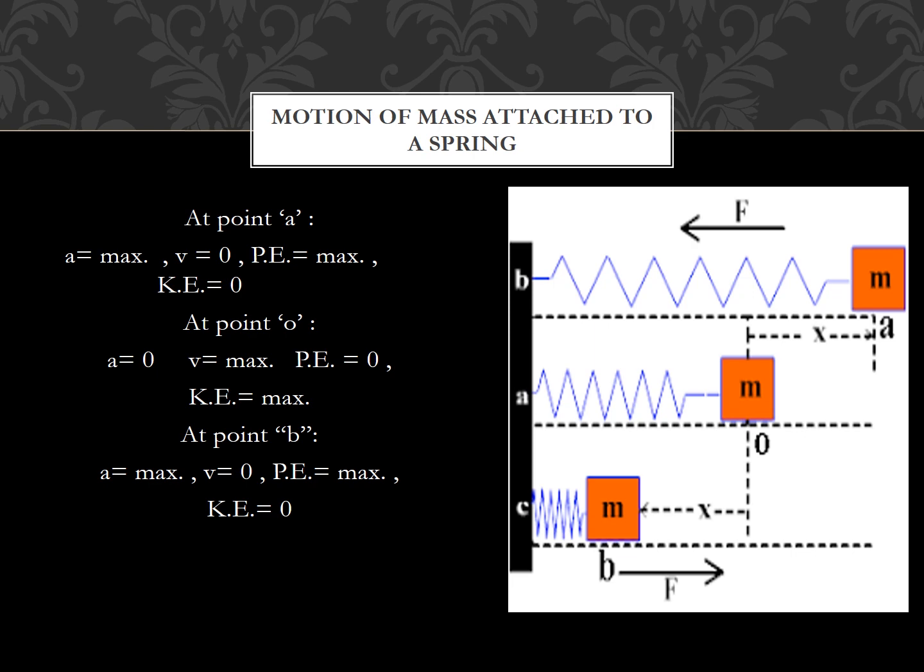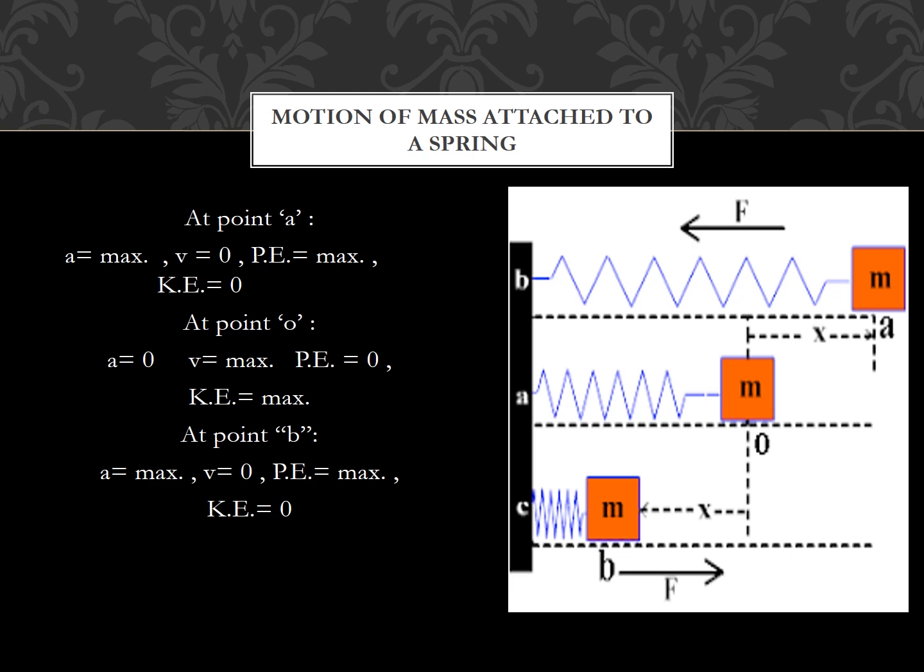At point A, when the mass m has reached that point and we hold it for a fraction of a second before releasing it, it has covered the maximum distance from point O to A. So its acceleration is maximum because the displacement is maximum at that time. And as the mass is at rest, its velocity is 0. At the same time, it gains a new position from its mean position. It moves from the mean to the extreme position, so its potential energy is also maximum because potential energy is due to change in position. As we know, at point A the mass is not moving, so its kinetic energy is 0.